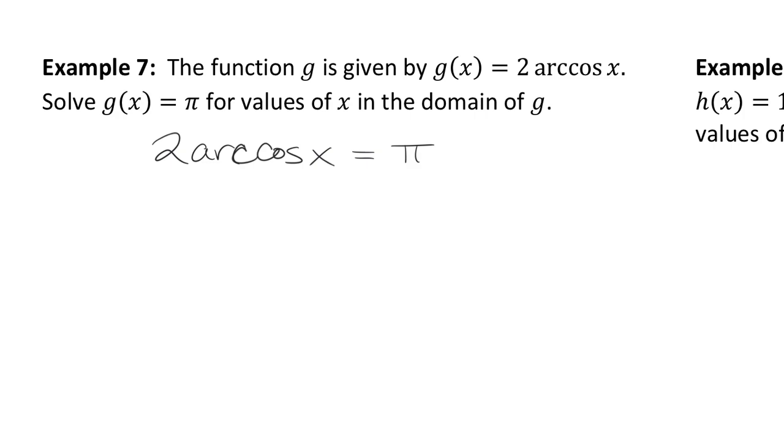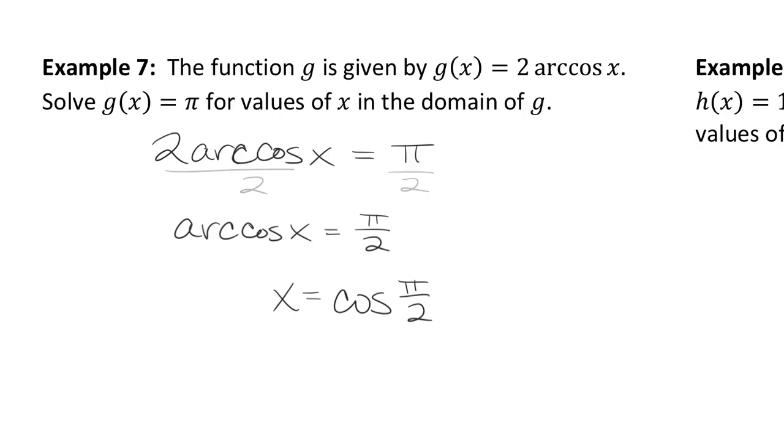But we want to isolate the inverse trig function. So what do I have to divide both sides by to make that happen? Divide by 2. I'm left with just arc cosine equal to pi over 2. The next step says to use inverse operations to create an equation with regular trig. So I'm basically going to remove the arc and the cosine part of this function and move it to the other side of the equation by changing it into regular cosine.